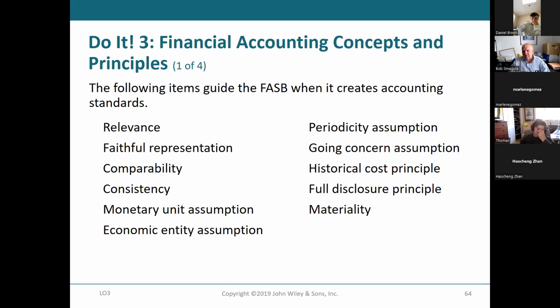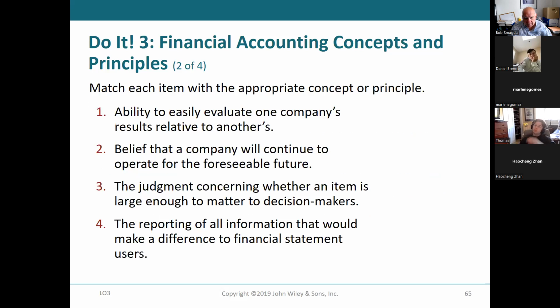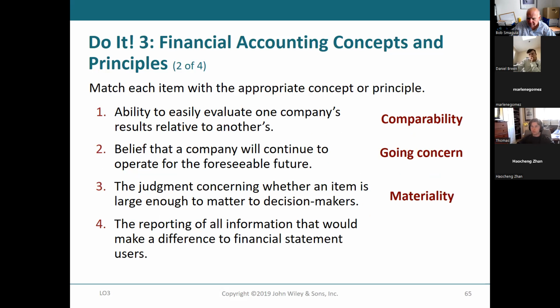And here they're just listing the different accounting terms. These are all GAAP terms with specific accounting meaning. I don't think we want to go through this in any great detail, but let's just whiz through. Match each item with the appropriate ability to easily evaluate one company's, I believe they called that comparability. Belief that the company will continue, what are we talking about? Going concern? The judgment whether an item is large enough. My favorite, materiality.